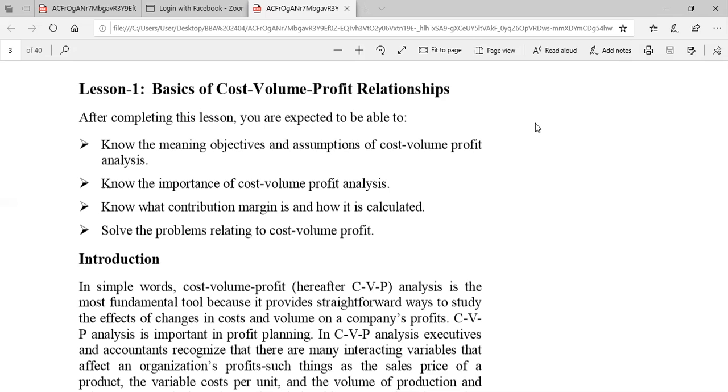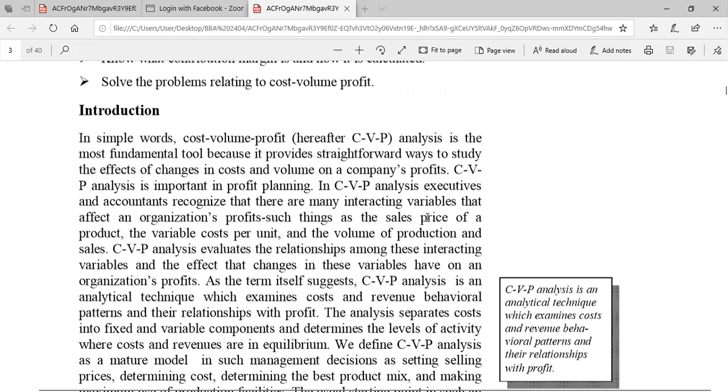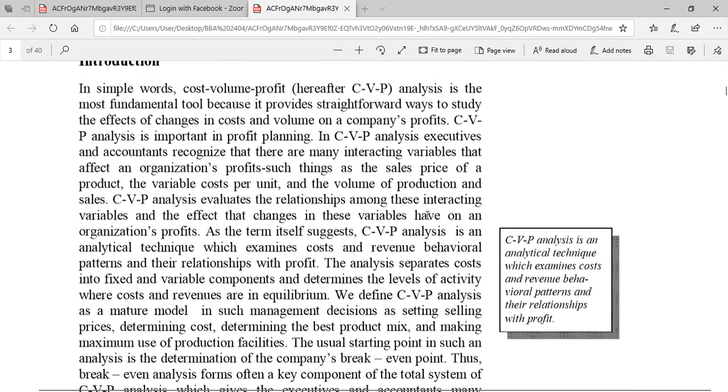and assumptions of the cost volume profit analysis, know the importance of the cost volume profit analysis, know what contribution margin is, how it is calculated, and then solve the problems relating to cost volume profit. First of all, we want to know what the CVP analysis is.